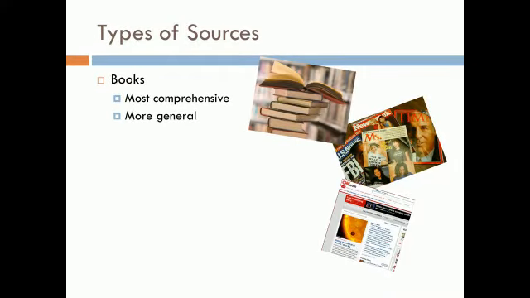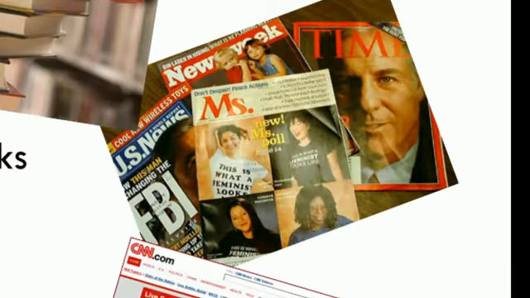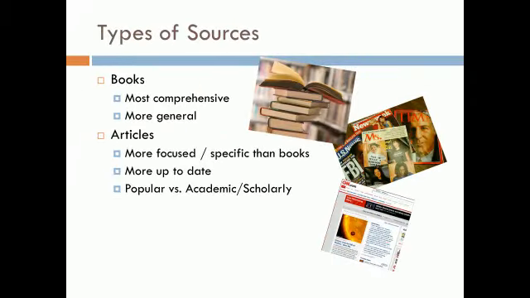Articles tend to be more focused on a specific aspect of a subject, whereas books cover whole topics. Articles are often more up-to-date because magazines, newspapers, and journals are published more frequently than books, often on a daily, weekly, or monthly basis. Your professors will also distinguish between popular magazines, newspapers, and scholarly journals.